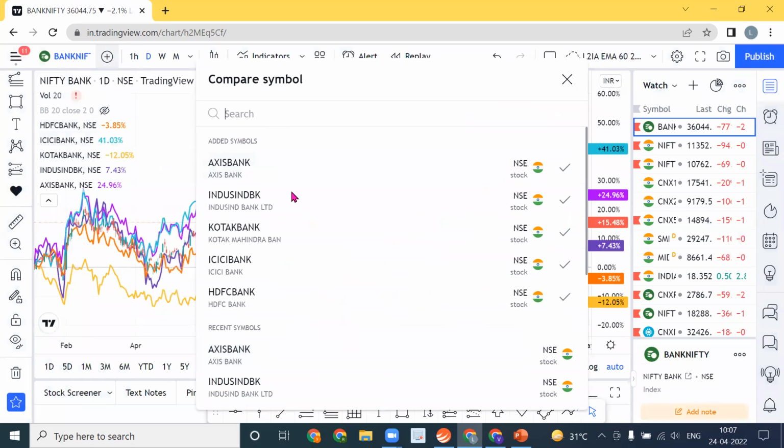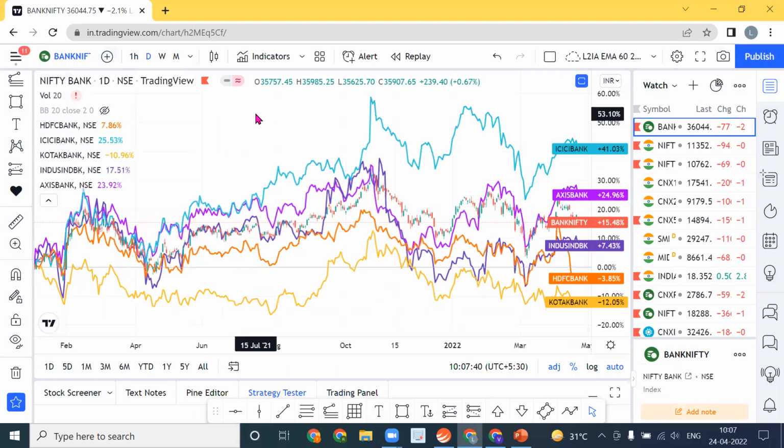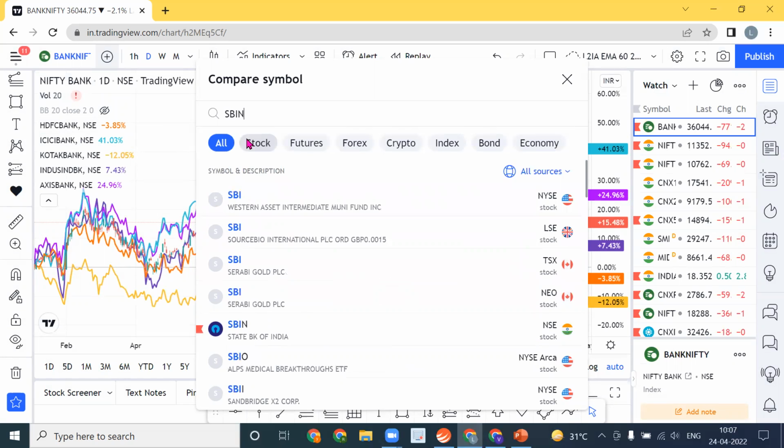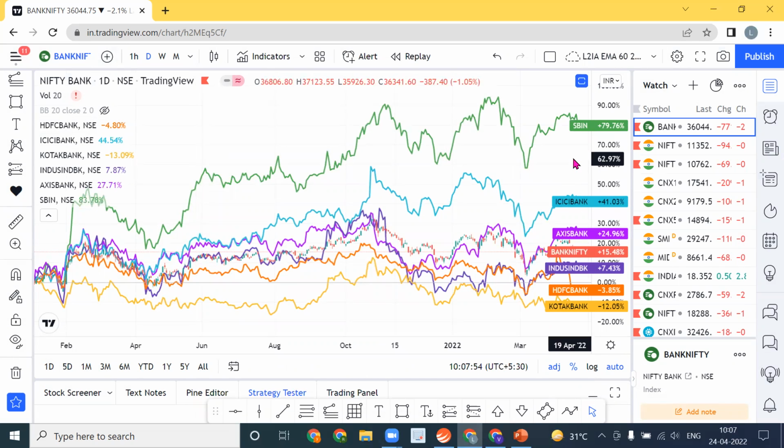And one more, let us see SBI. It is SBIN, no? State Bank. Yeah. So see here. Now let us see all. SBIN above, ICICI Bank above, Axis Bank below, then Bank Nifty, IndusInd, HDFC, and Kotak. So this is the relative strength of all these banks. Okay, what I am comparing with Bank Nifty.